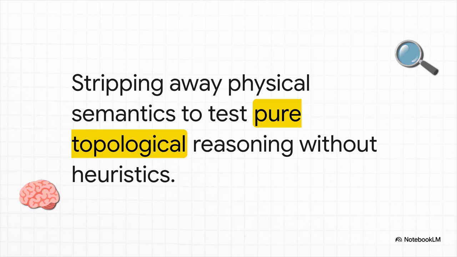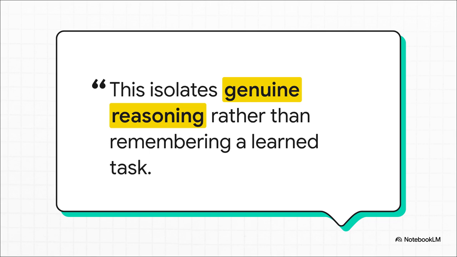Node IDs, operations like detach node and attach to root. Suddenly, the AI couldn't rely on common sense real-world logic. It was flying completely blind in abstract math space. As the researchers put it, this radical reformulation ensures we are isolating genuine structural reasoning rather than just testing if the model remembers a learned task.